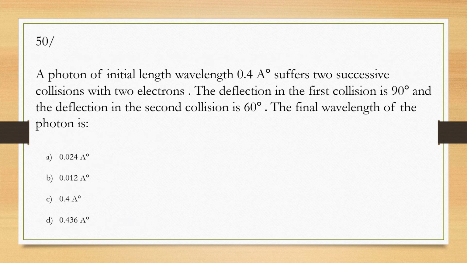Then here is the last question of this session: a photon of initial wavelength 0.4 Angstrom suffers two successive collisions with two electrons. The deflection in the first collision is 90 degree and the deflection in the second collision is 60 degree. The final wavelength of the photon is, and here the options are 0.024 Angstrom, 0.012 Angstrom, 0.4 Angstrom and 0.436 Angstrom.